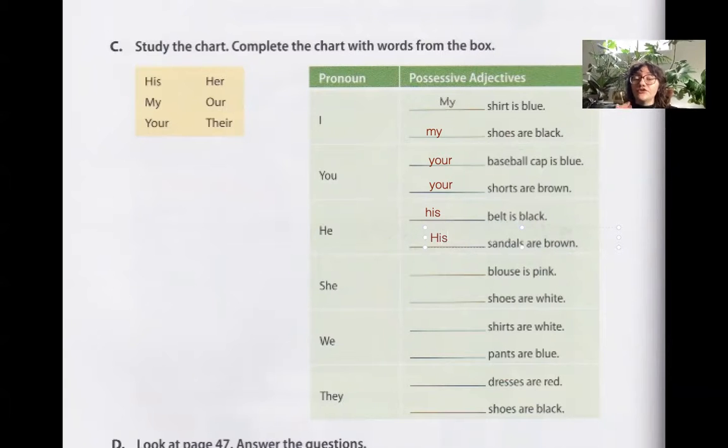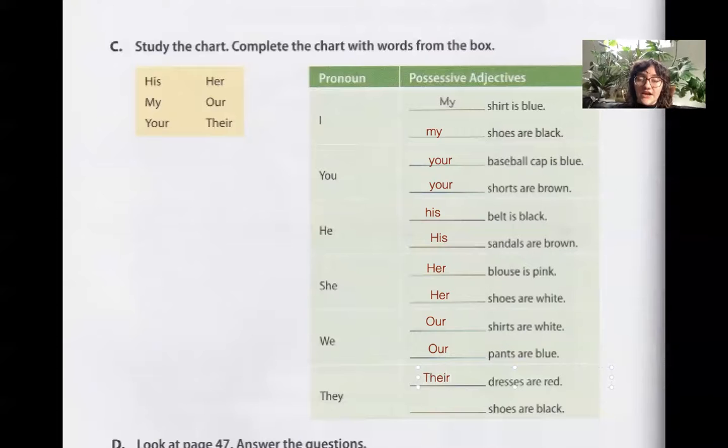His sandals are brown. She, we use her, right? Her blouse is pink. Her shoes are white. We say our, and not this hour, H-O-U-R, that's for time. We just say O-U-R, our. Our shirts are white. Or you can say our pants are blue. When we say they, we say their. So their, T-H-E-I-R, their dresses are red, right? Or you could say their shoes are black.